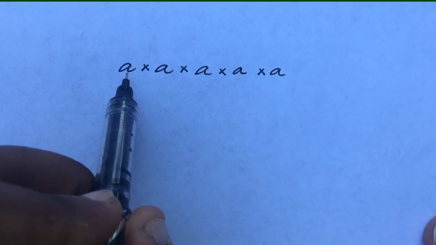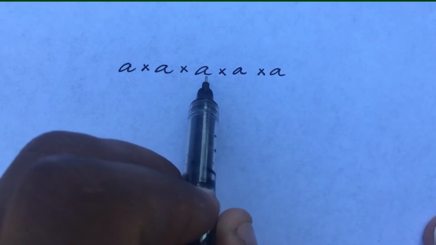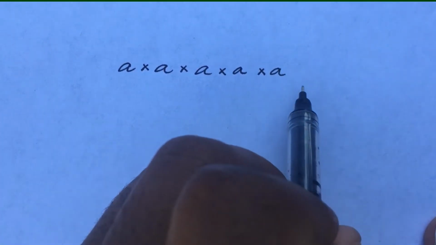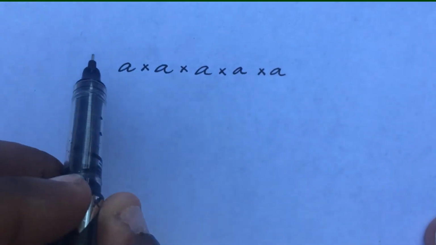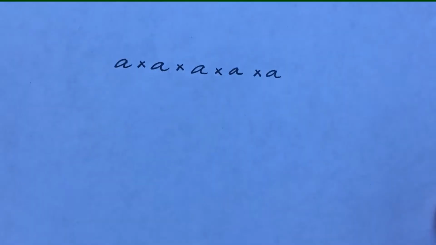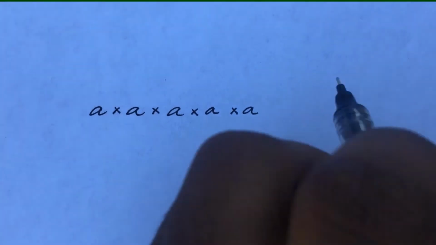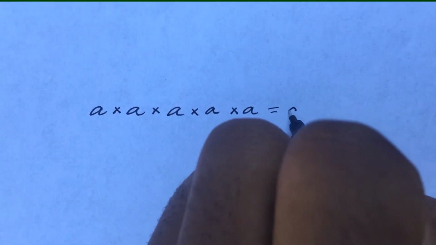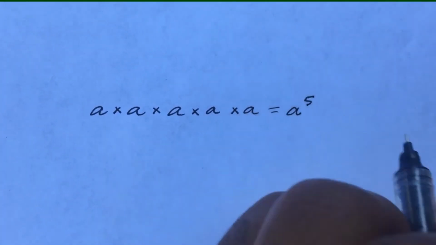Here we have A times A times A times A times A. So A is being multiplied by itself, if you want to say 5 times, right? Because I'm seeing 5 copies of A. 1, 2, 3, 4, 5. So I can simply write this as A to the 5th power.